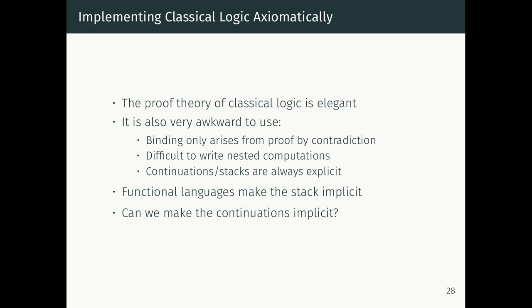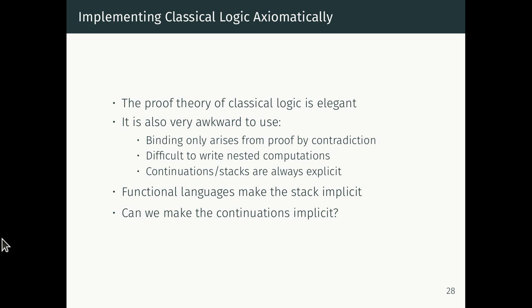But there's a problem. And the problem is that we came up with a proof term calculus for classical logic, our proof and refutation calculus, but it's a really ugly, awkward calculus to program in. The only way we get any binding forms is by using contradiction, and because contradictions always pair a proof and a refutation, this makes it very difficult to write nested computations. And if you think about a continuation as a sort of stack, then this is a language which makes all stack use totally explicit. Functional languages make the stack implicit, so you never have to write the stack explicitly, and our classical term calculus made the stack explicit, which made it really awkward to program in.